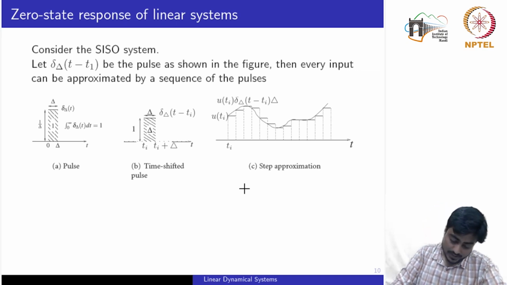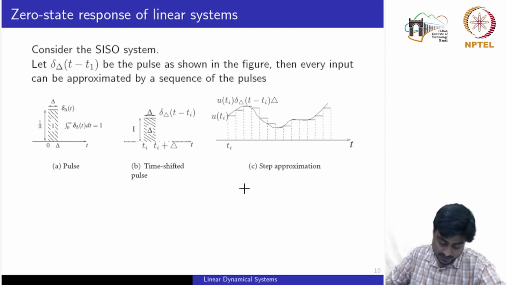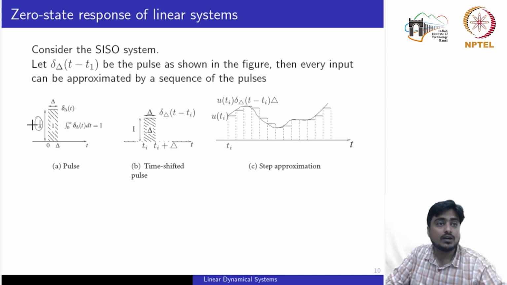Now to proceed, let's consider the SISO system, that is the single input single output system. Both input output variables are scalar variables. Now we define a pulse function which is of width delta and having a height 1 over delta. So if we take the property of the impulse function, the area under this pulse should be equal to 1 and it should be 0 other than this width.